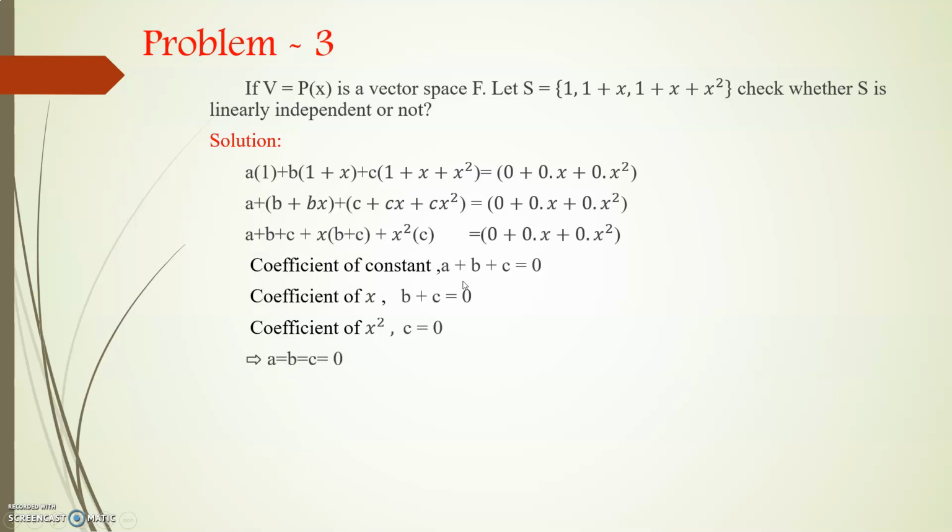If all the scalars are 0, then what do we say? The vectors are linearly independent. If any one of the elements is not equal to 0, we can say that it is linearly dependent. So for linear independence, all the scalar values must be equal to 0.